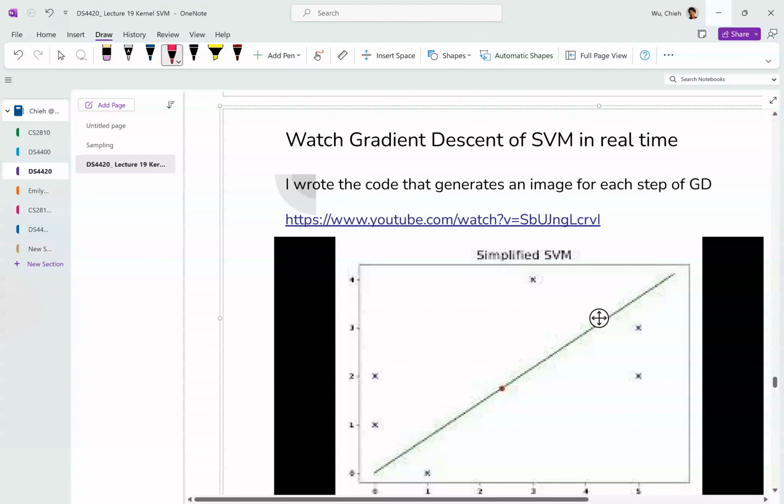This is the video on running gradient descent on SVM. This green line here is the W vector. You can see that the W vector is constantly perpendicular to the actual line itself, and the red dot is B, the midpoint between the support vectors. Eventually it will converge. So that's the point.